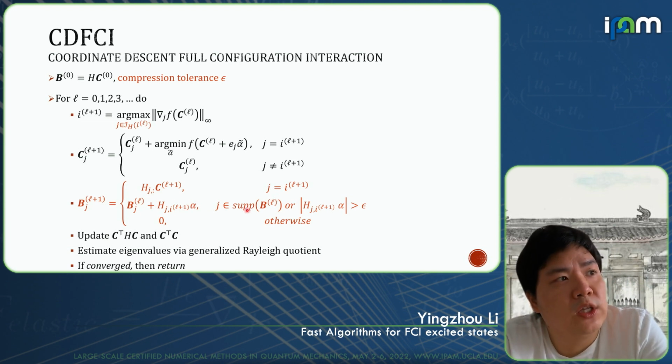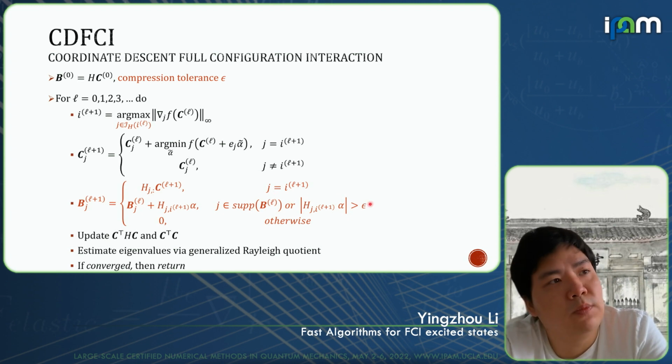Otherwise, if we need to increase the memory cost, I mean, if j is not in the support, then when we add new entries, we will increase the memory cost of B. Then we add it as long as this value is big, and this is actually a norm value. We just evaluate the two norm. If the two norm of this thing is greater than epsilon, then we update it.